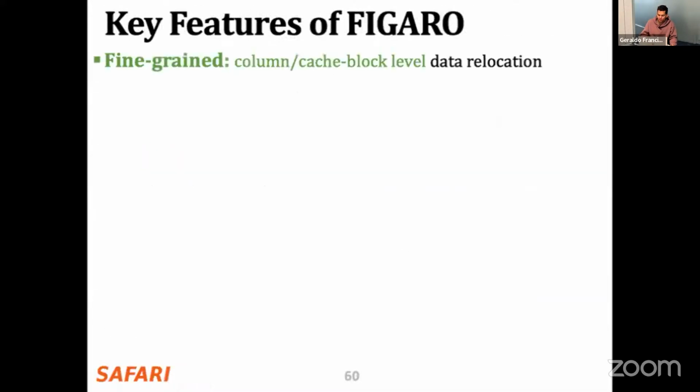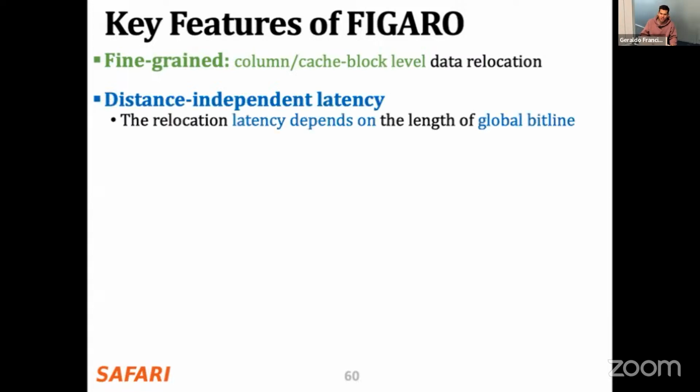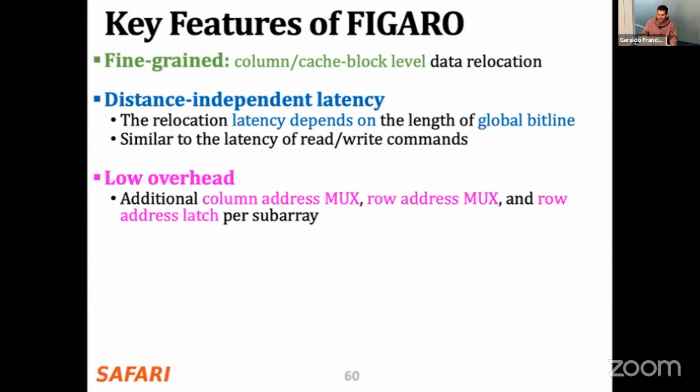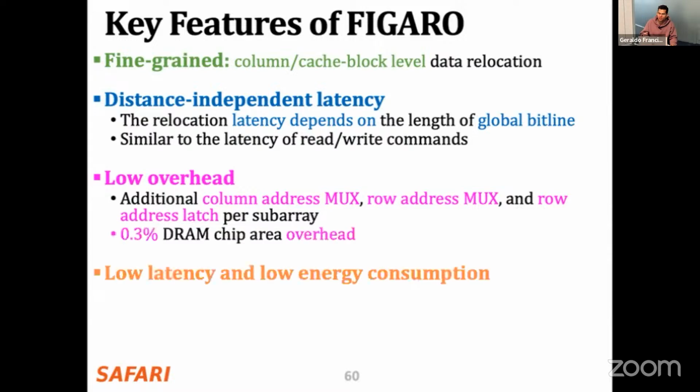So the key features of FIGARO: we have four main features. The first one, we can do this fine-grained column-wise data relocation, which is distance independent, and the latency is similar to the latency of a read and write command. All of this we can do at low overhead because you only require some column address muxes, some row address muxes, and some row address latches per subarray, which incurs 0.3% DRAM chip overhead.